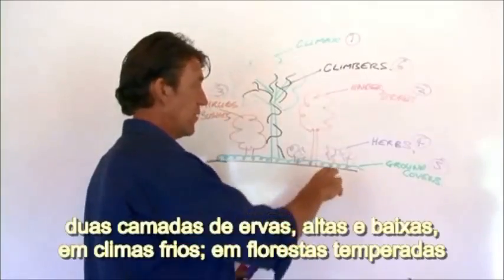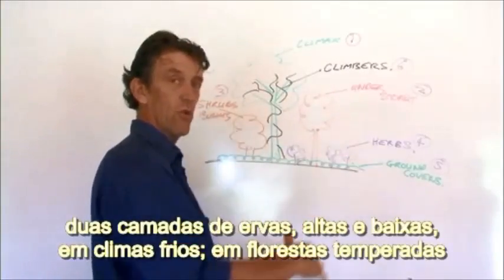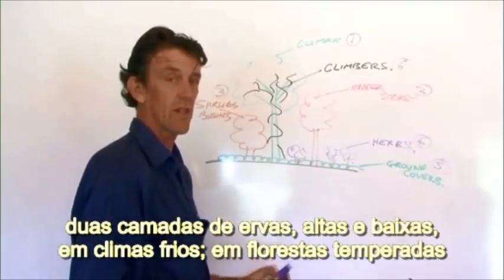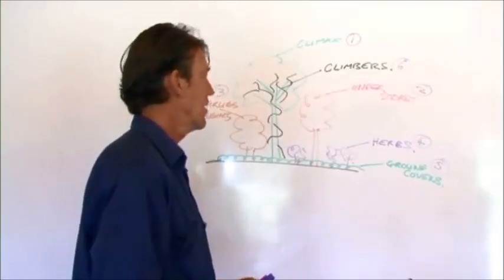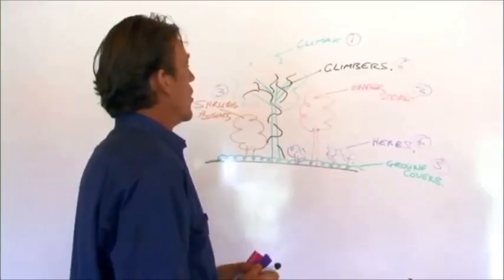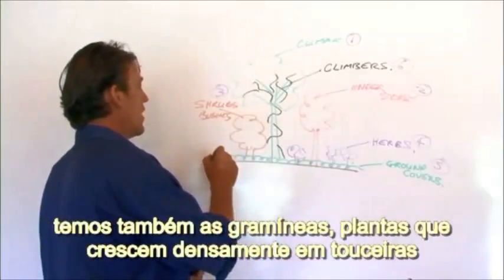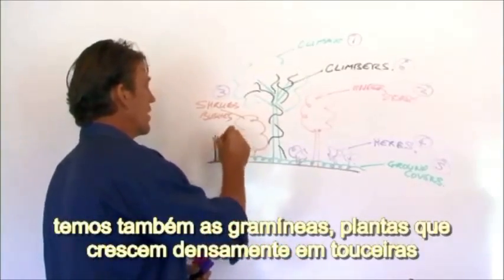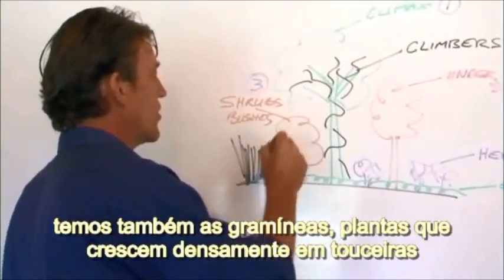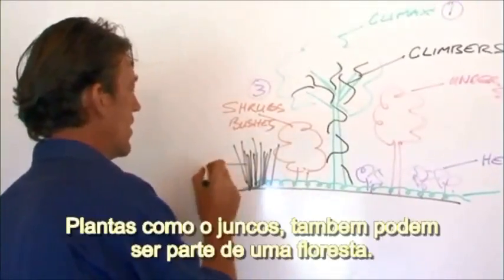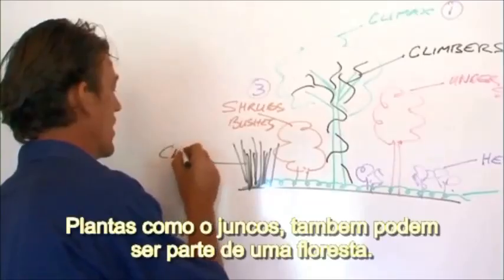Like I mentioned before, there's 2 layers of herbs, tall and short herbs in the cooler climates, the colder climates, the temperate forests. You can also have clumpers, plants that grow by divisions and clump. So they can be part of a forest. Clumpers.